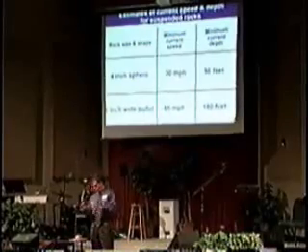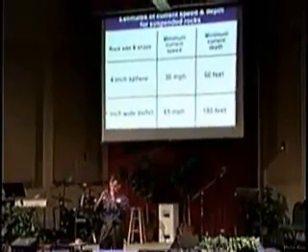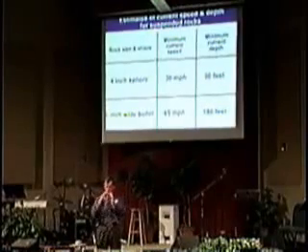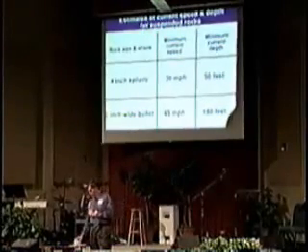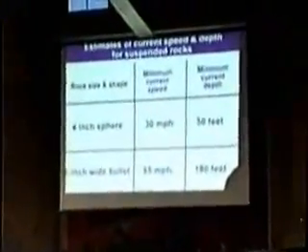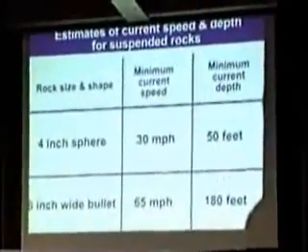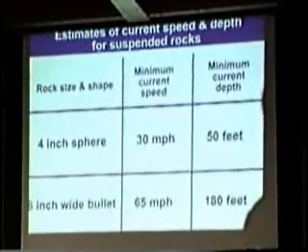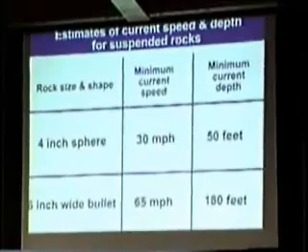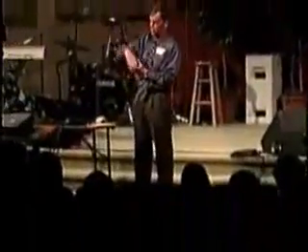And here's what we got. I'm going to focus in on what's called a 6-inch bullet-shaped rock, 6 inches in diameter and bullet-shaped. We got from open channel flow equations in civil engineering, and these are minimums, a minimum current depth of 180 feet and a minimum speed of 65 miles an hour. Well, the fastest flash floods on Earth go about 15 to 25 miles an hour, usually down steep slopes.